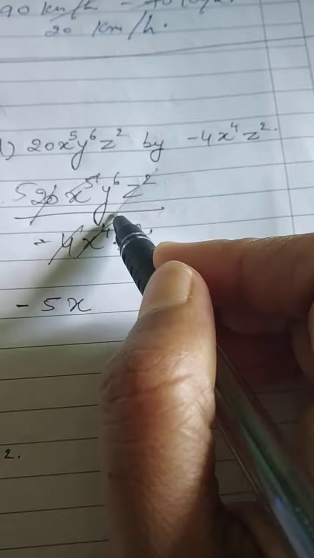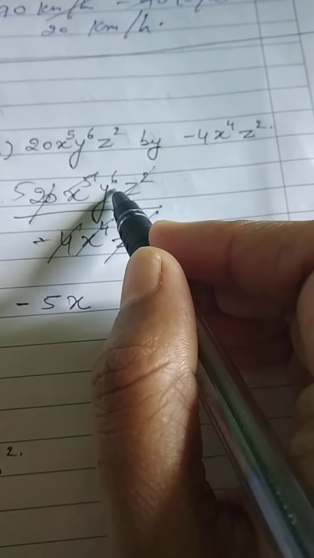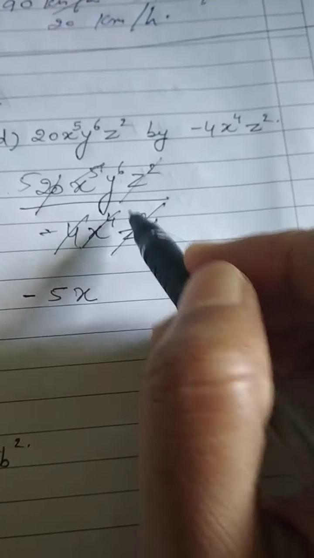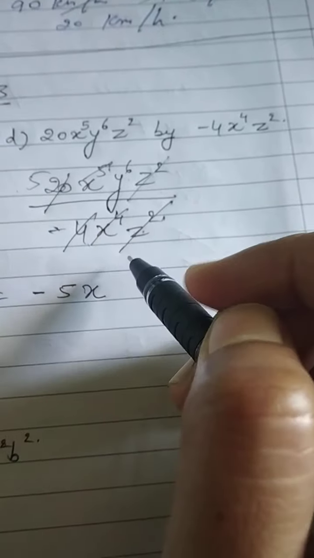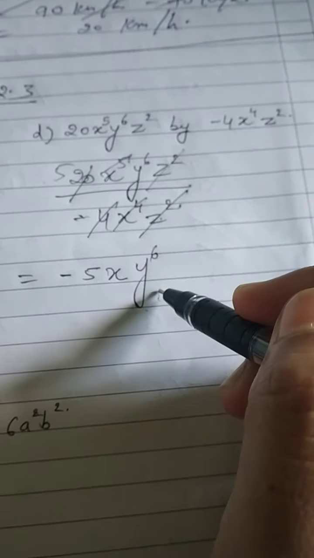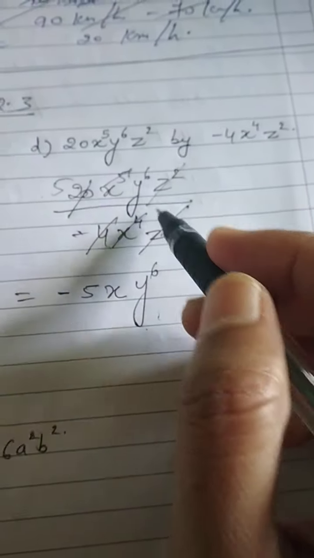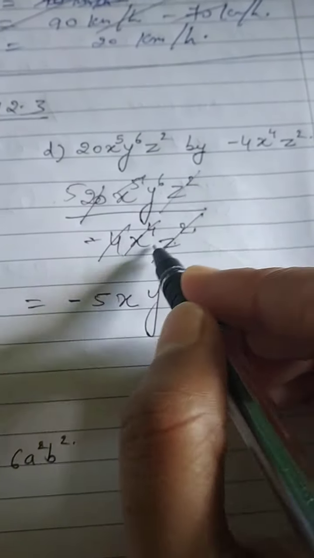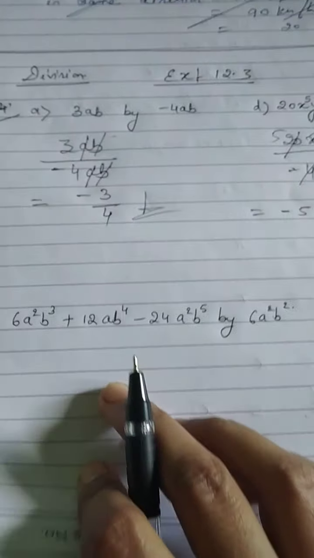Now z square will get cancelled, but y to the power 6 will remain here because there is no y term in the denominator. So y to the power 6. This is the answer. Whatever will get cancelled, you have to cancel out, and whatever will be left, that you have to write. See one more question.